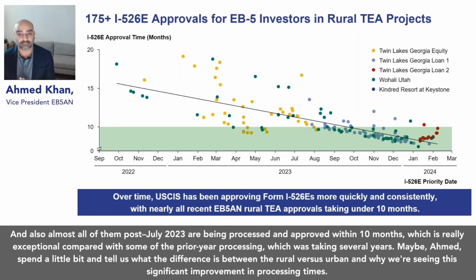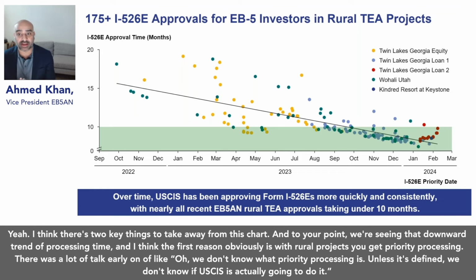And also, almost all of them, post July 2023, are being processed and approved within 10 months, which is really exceptional compared with some of the prior year processing, which was taking several years. Maybe Ahmed, spend a little bit, tell us kind of what the difference is between the rural versus urban, and why we're seeing this significant improvement in processing times.